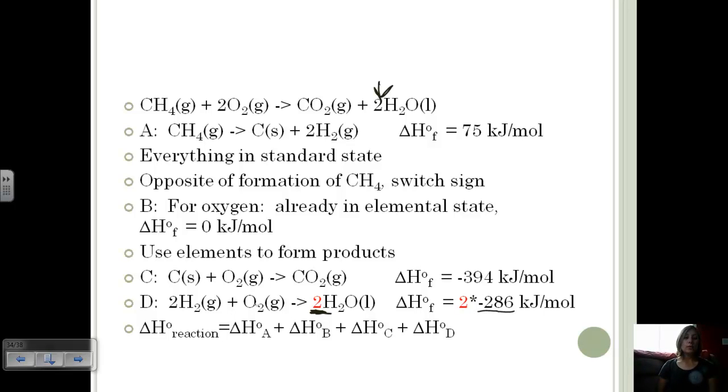And so to get the delta H of our reaction, we add up all the delta H's of all our reactants and products. So A plus B plus C plus D, which represents methane, oxygen, carbon dioxide, and water.